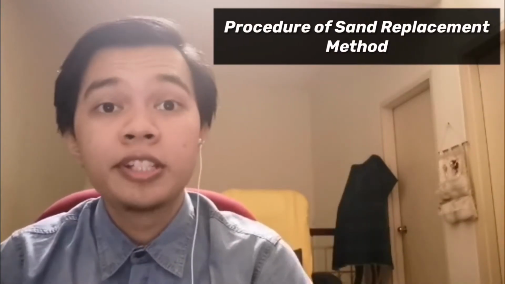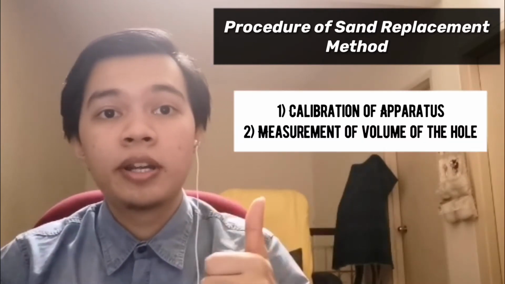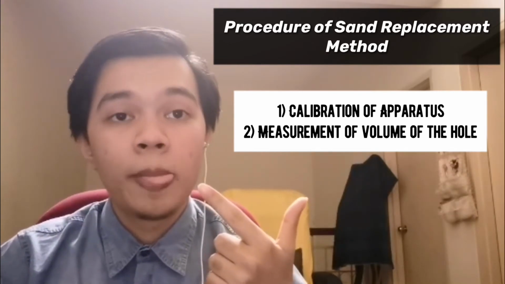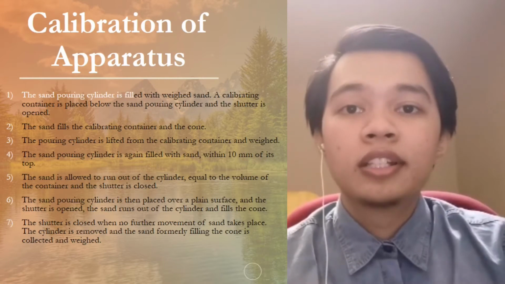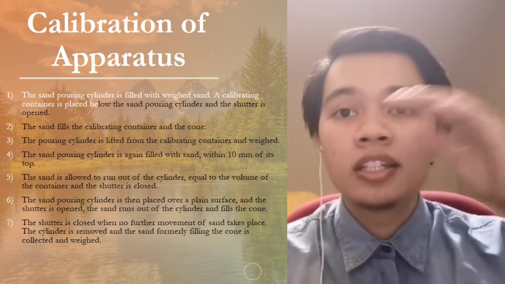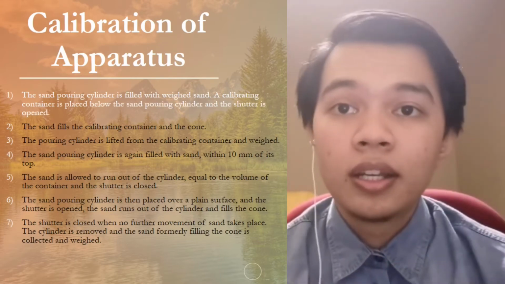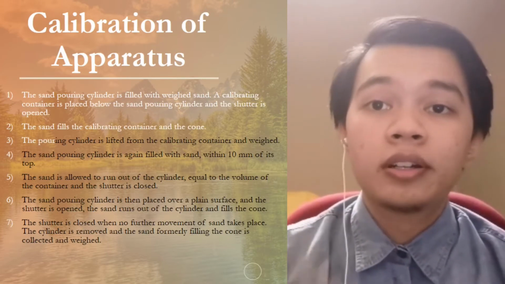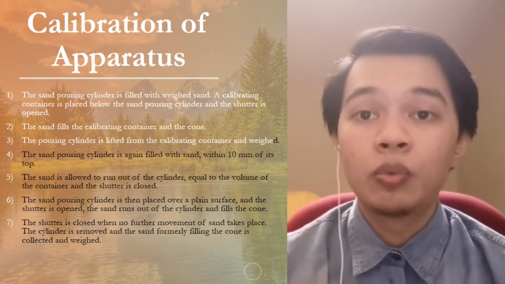Okay, next for the procedure, there are two parts to the sand replacement method. First is calibration of the apparatus, and second is measurement of the volume of the hole. Calibration of the apparatus: first, the sand pouring cylinder is filled with weighed sand, the calibrating container is placed below the sand pouring cylinder and the shutter is opened. Next, the sand fills the calibrating container and the cone. Next, the pouring cylinder is lifted from the calibrating container and weighed.